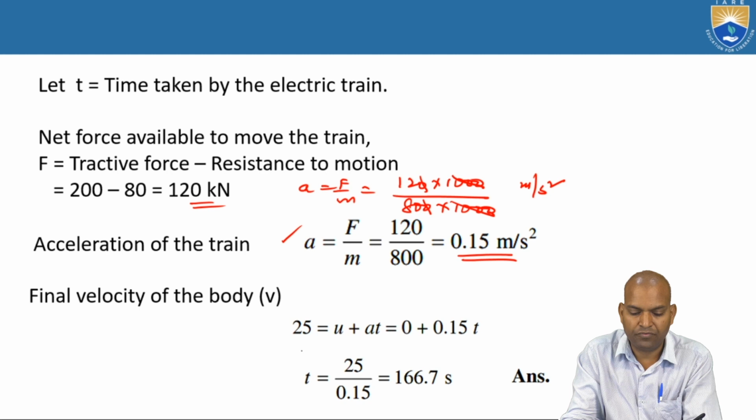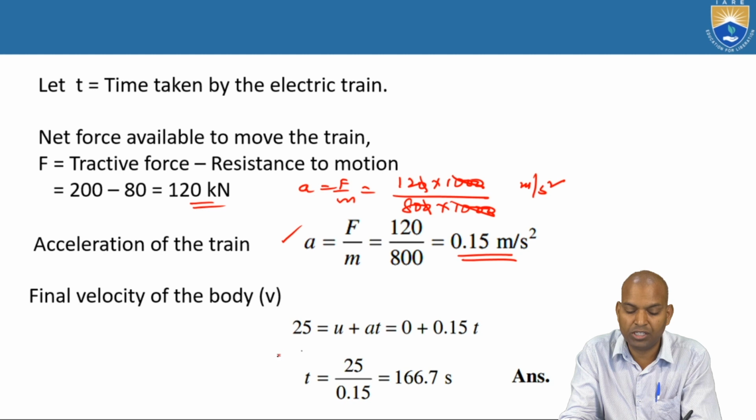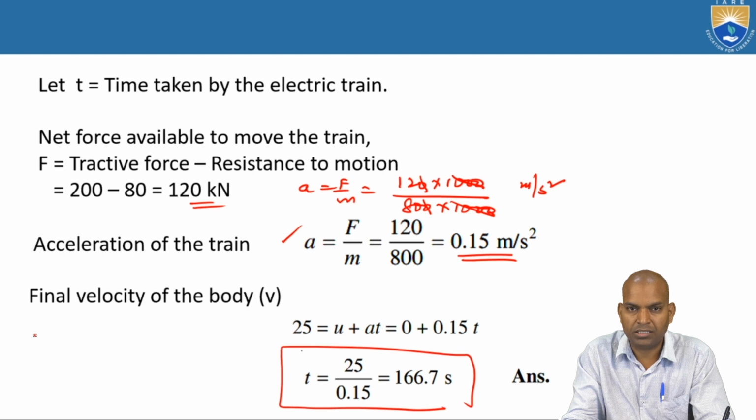We know A. Now what is the final equation? V equal to U plus AT. What is the final velocity? 25 meter per second, initial velocity 0, acceleration A equal to 0.15 meter per second square, and the time T is required. The time T is 166.7 seconds.